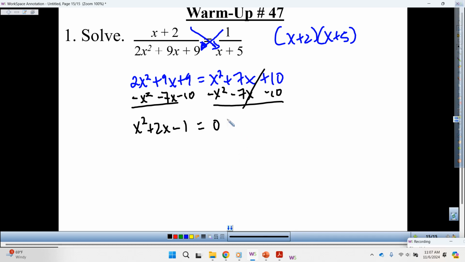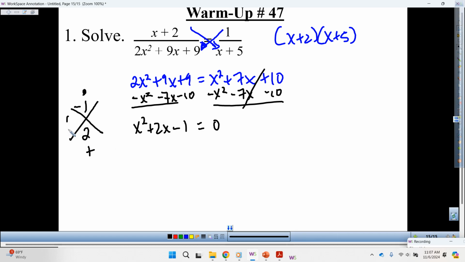We there? Yeah? From there, let's see if I can factor this. Negative 1 and positive 2. What two numbers multiplied give me negative 1? And when you add them, give us positive 2. Anything? No? Nothing, right?